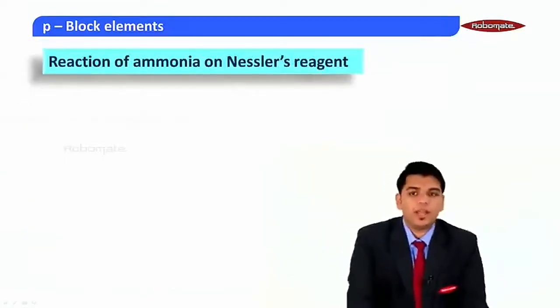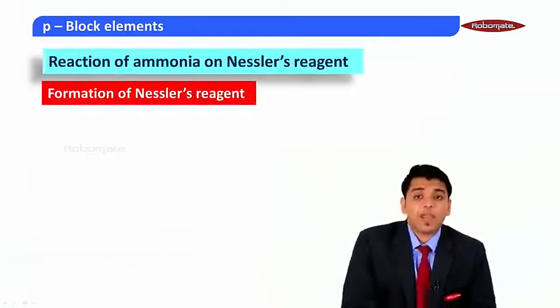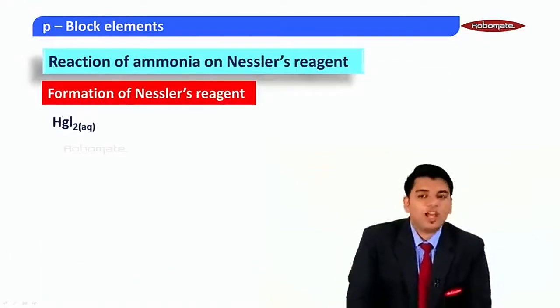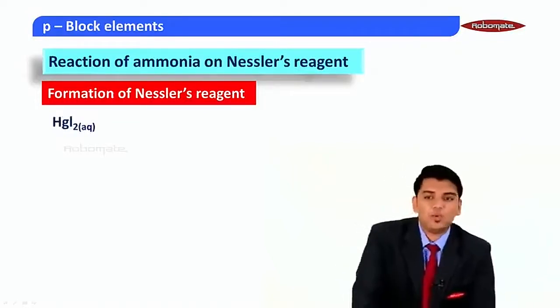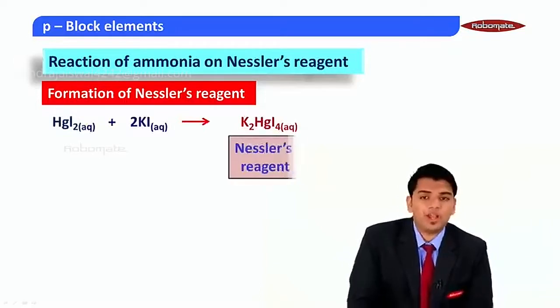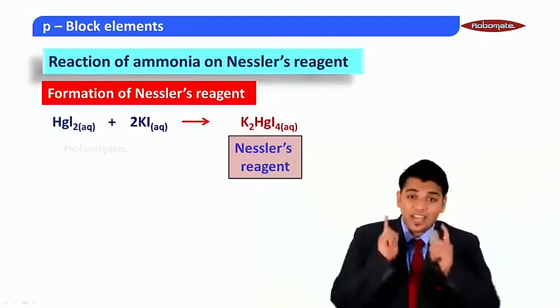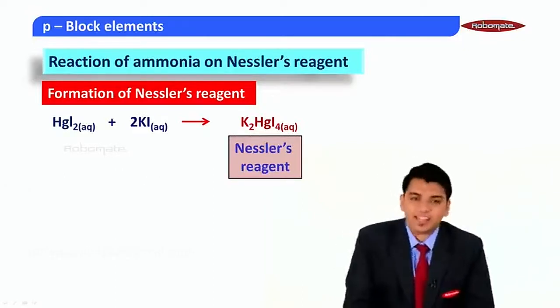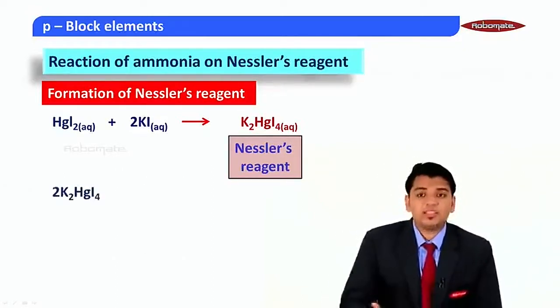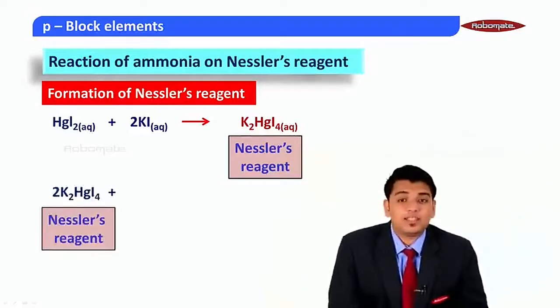Now moving ahead, reaction of ammonia on Nessler's reagent. Now how do we prepare Nessler's reagent itself? For that, what we do is we take HgI2, mercury iodide, and to that we add KI, potassium iodide. What we get is K2HgI4 aqueous. This K2HgI4 is called the Nessler's reagent. This Nessler's reagent is actually used for the detection of ammonium ions, that is NH4 plus.